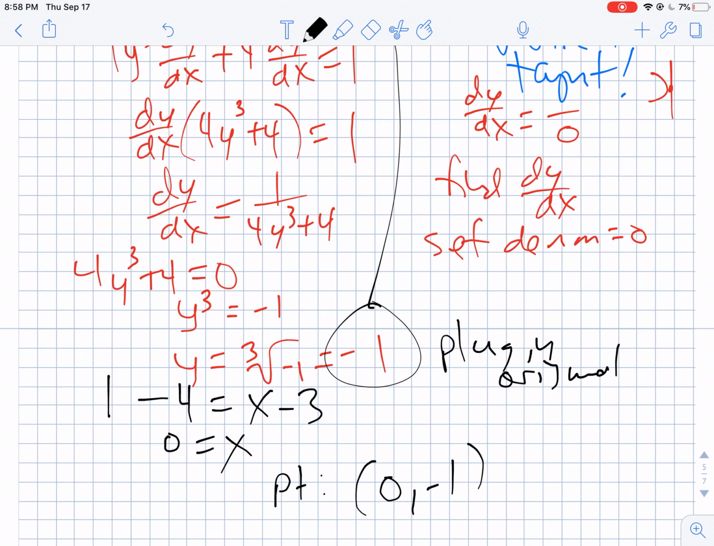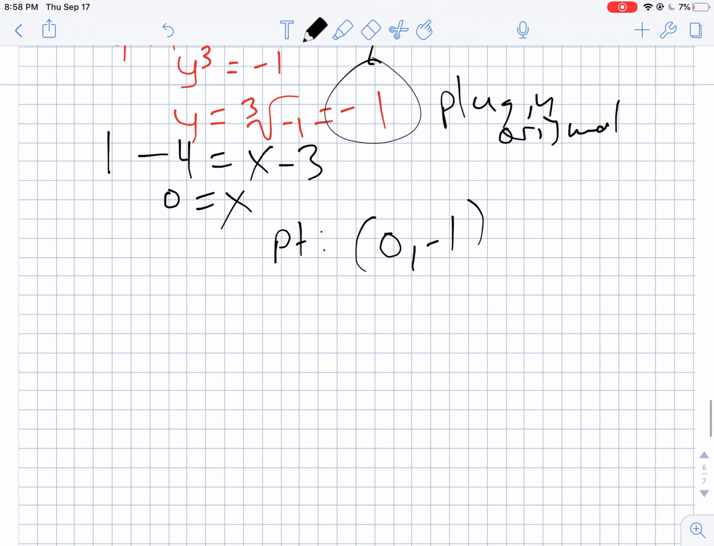Okay, so that's how you solve these problems that have a vertical tangent or horizontal tangent. You see where that slope is undefined for vertical, or a slope of 0 for horizontal. Okay, so let's talk about one more thing that's very exciting, which is the second derivative.